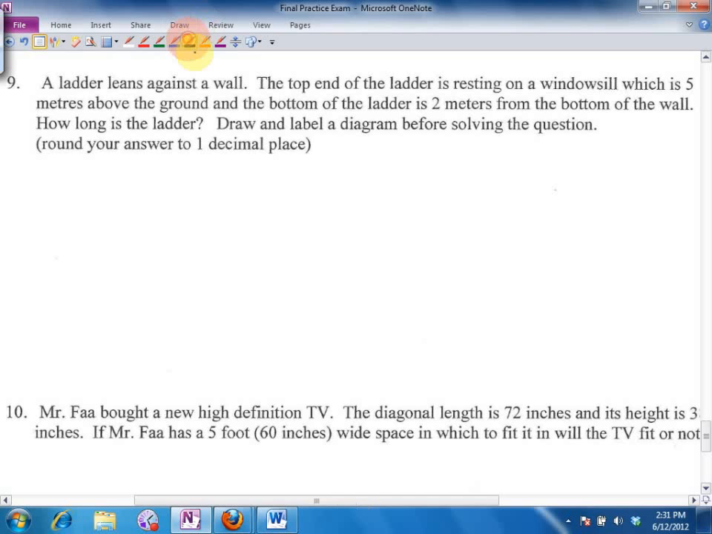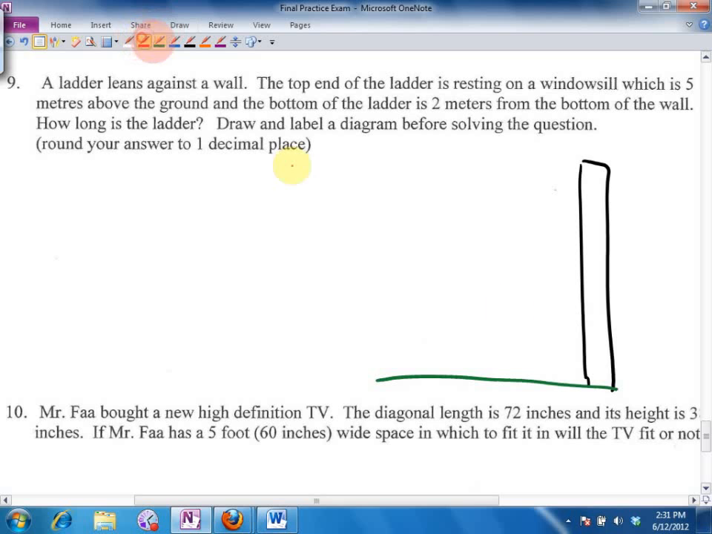First question, we've got to draw a diagram here. So you have superb drawing ability to draw a wall. Challenging at times to draw walls, I find, but there we go. And walls are generally 90 degrees to the ground, or floor, or whatever, okay? And we've got a ladder. So let's put our ladder up here. Okay, bam.